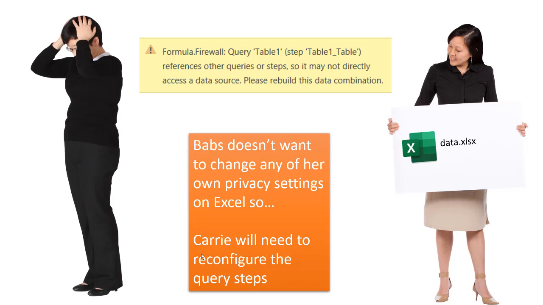But let's say that Babs is paranoid. She doesn't want to change any of her privacy settings on Excel. So how can we change this so that she doesn't have to change any privacy settings? Well, there's another way to do it, and all Carrie needs to do is reconfigure some of the query steps. Let's see how we can do that.